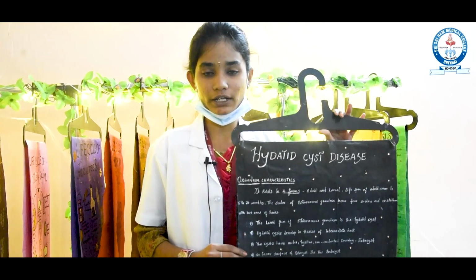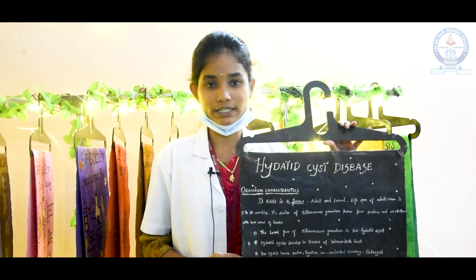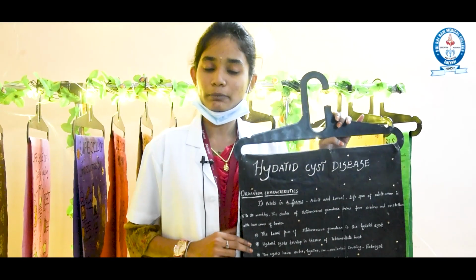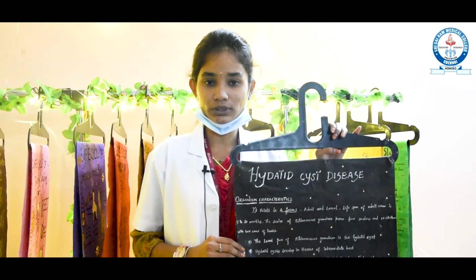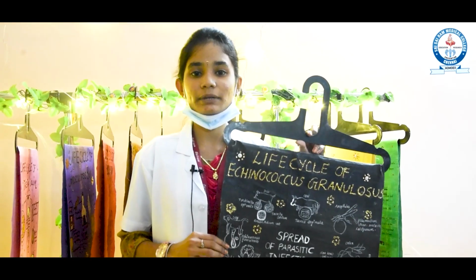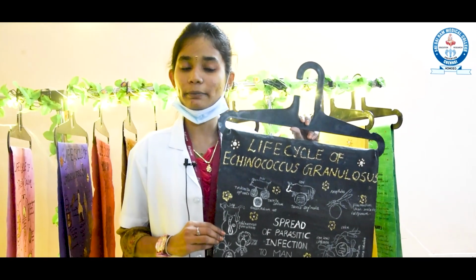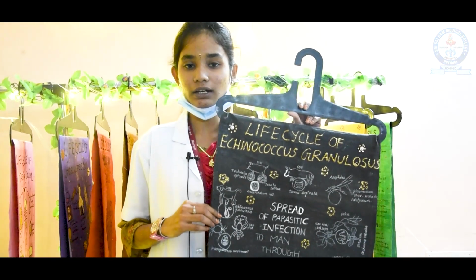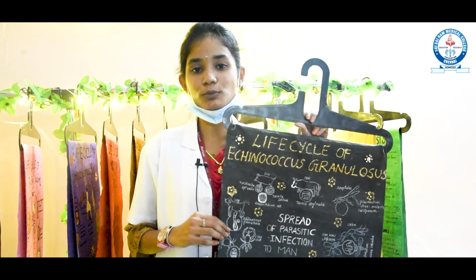The life cycle of Echinococcus granulosus is complex, where the definitive host is the dog, the intermediate host is the sheep, and the accidental host is humans. The mode of spread is through the fecal-oral route. Clinical features are those of hydatid cyst disease. In the liver, it manifests with abdominal pain and palpable swelling. In the lungs, it manifests with cough, chest pain, and hemoptysis. In bone, it leads to bone erosions.